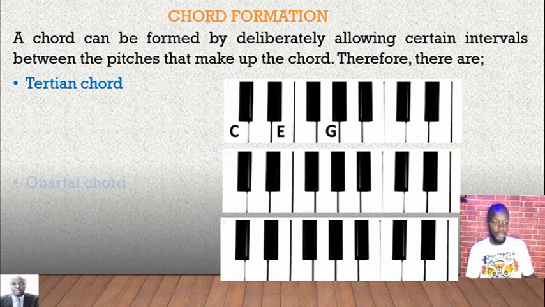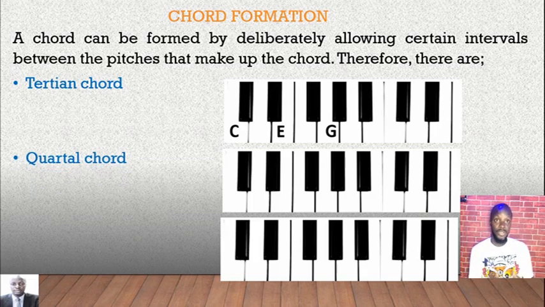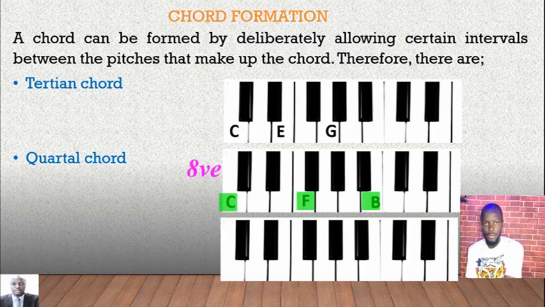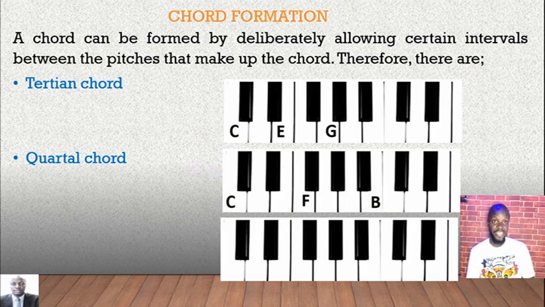Alright, let's go to the next one. We have the quartal chord. Quartal, it has to do with 4. So you have stacked fourths, interval of a fourth, right? For example, we have C, F, and B. So you see that from C to F is a fourth, and from F to B is another fourth. Different, right? Okay. It was commonly used around the end of the 19th century by composers.